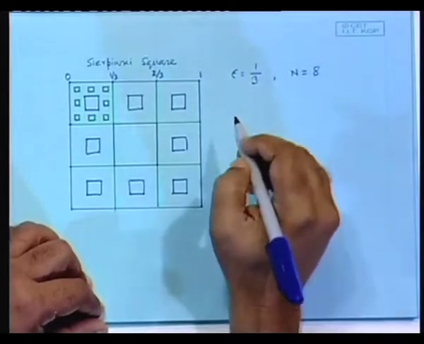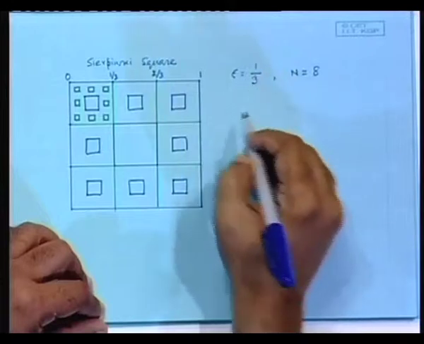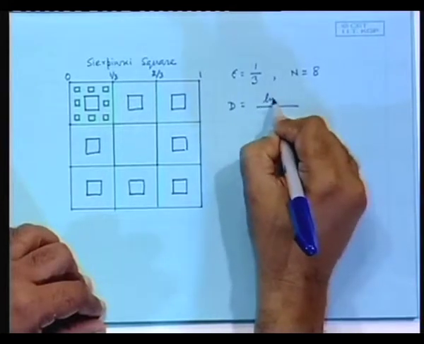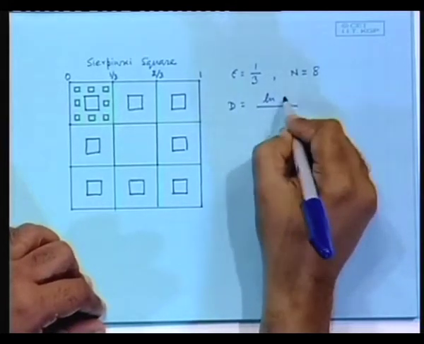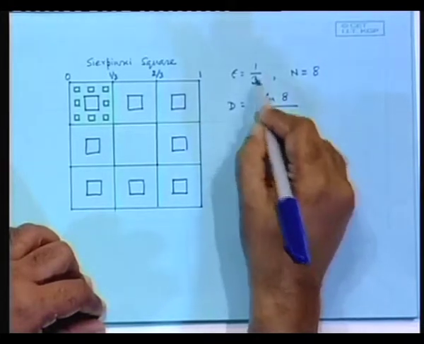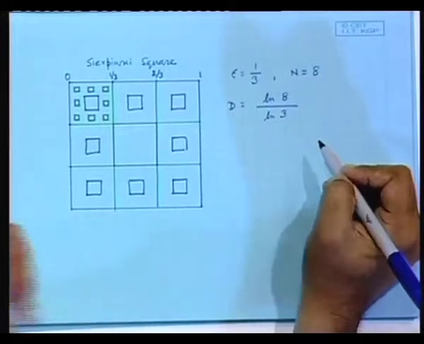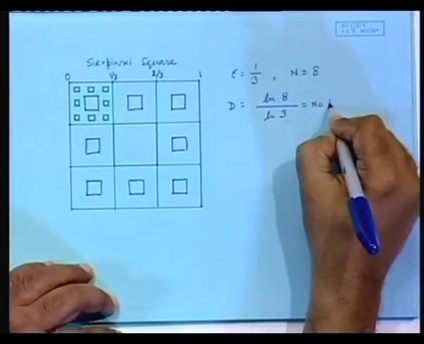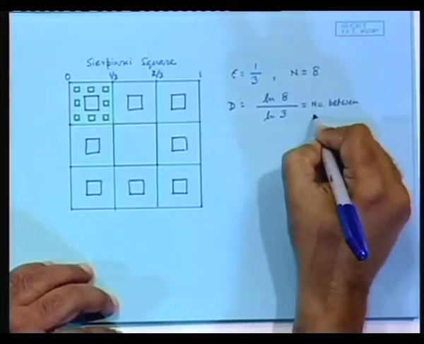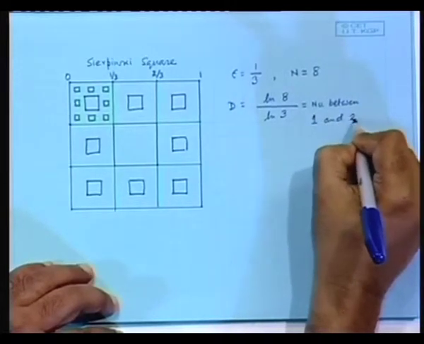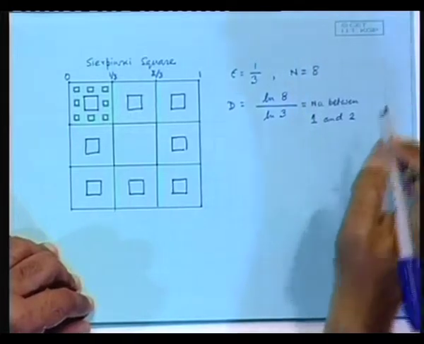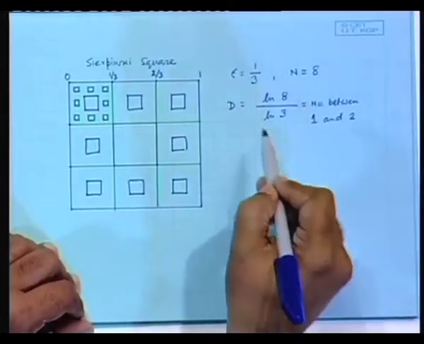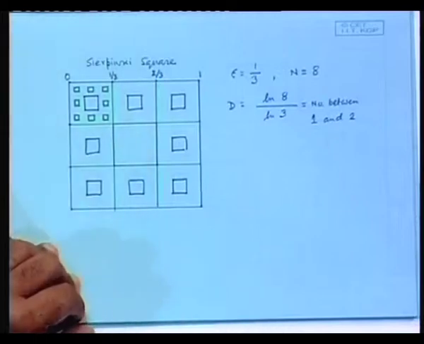So at that stage, that means when epsilon is 1/3, what is the value of the dimension? Dimension is ln n by ln 1/epsilon, which is ln 8 by ln 3, right. So we have a number that is between 1 and 2. So we have this particular number as the representation of the dimension.